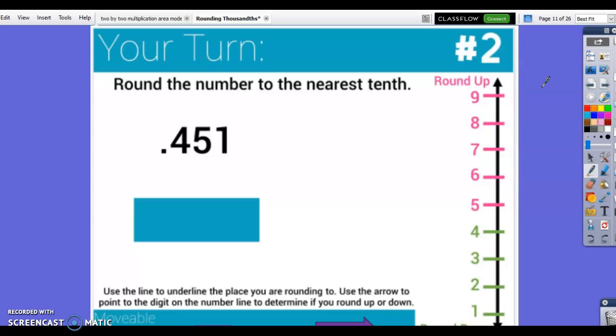Again, you underline your place value. You circle the digit behind. The 5 tells the 4 it goes up. So it will read 500 thousandths or 5/10.